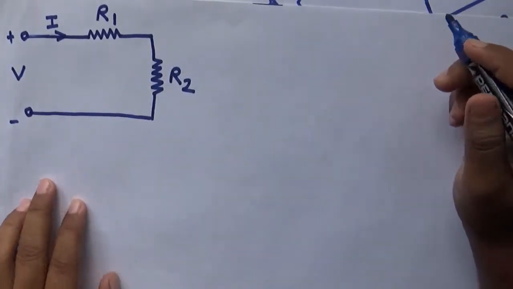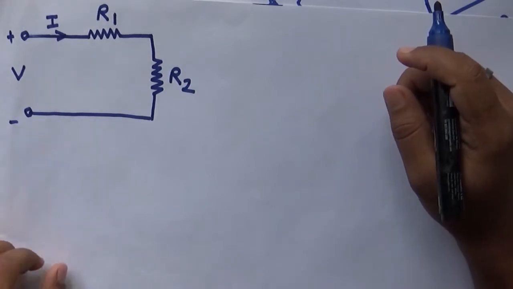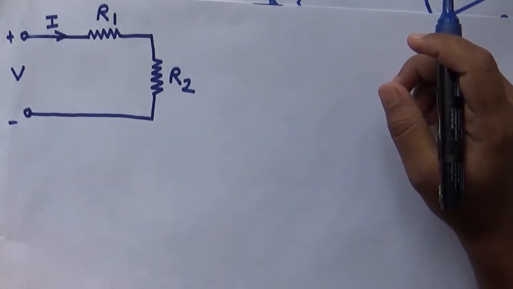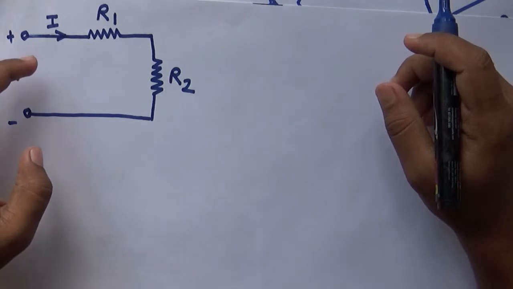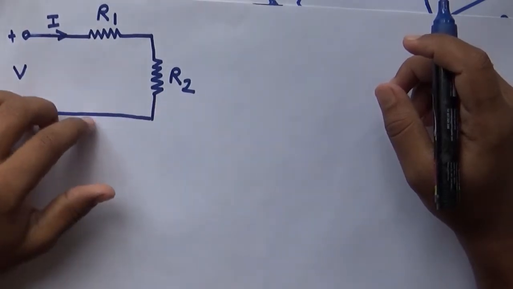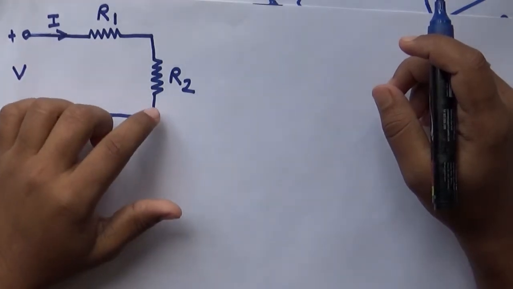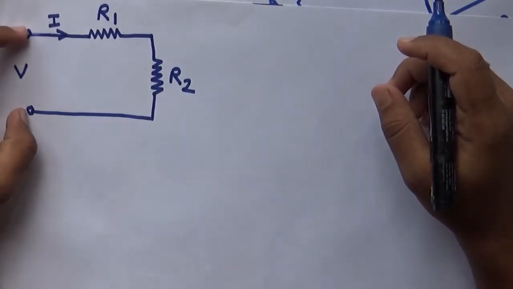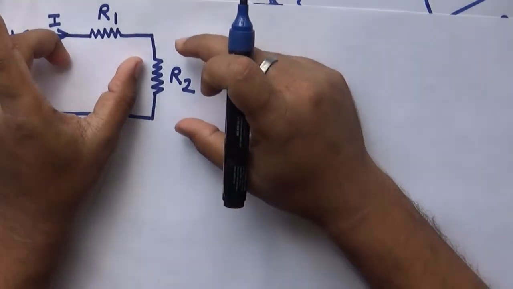If we are working with circuits, then we have to know about voltage divider methods. What is a voltage divider? If there is an input voltage V, and in the circuit there are two resistances in series, the input voltage V splits into two parts.